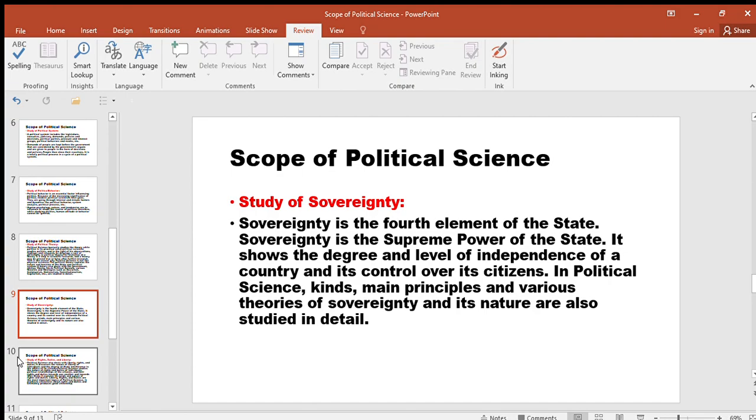In political science, kinds, main principles, and various theories of sovereignty in its nature are also studied in detail.